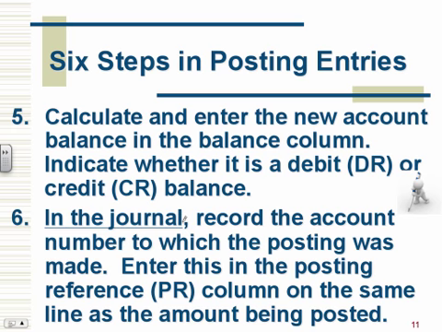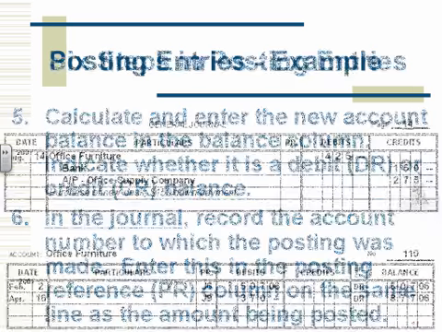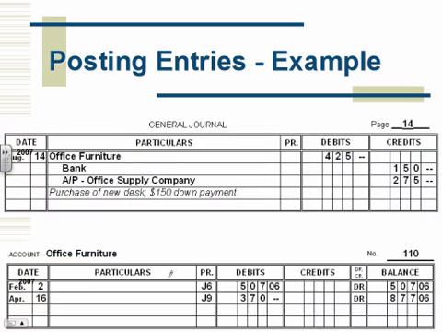This is where in the journal we record the account number to which the posting was made in the ledger account and enter this in the posting reference column on the same line as the amount being posted in the journal. Okay, so let's go through each of those steps. I know I went through that really fast, but here, let's go through it.